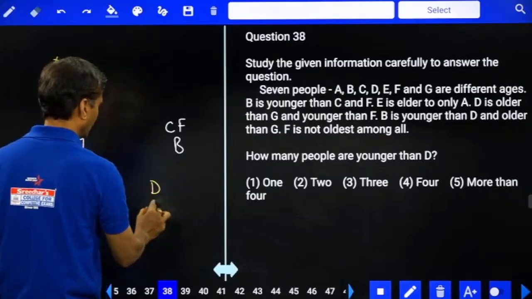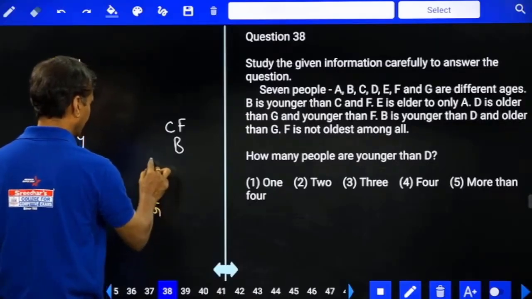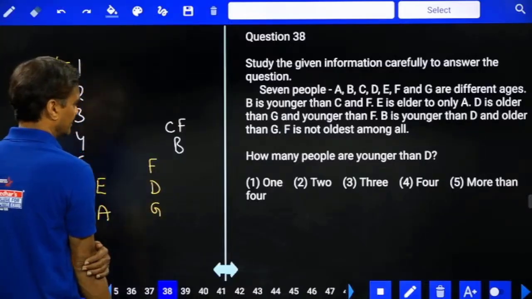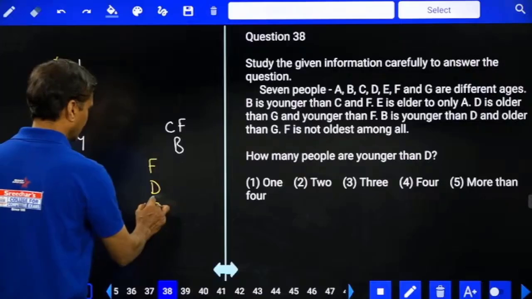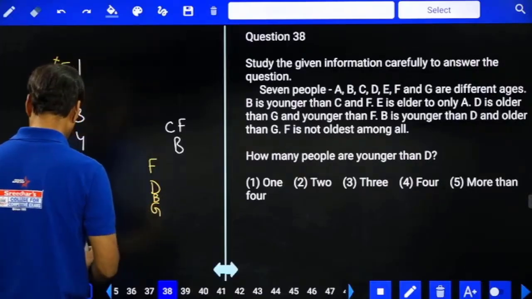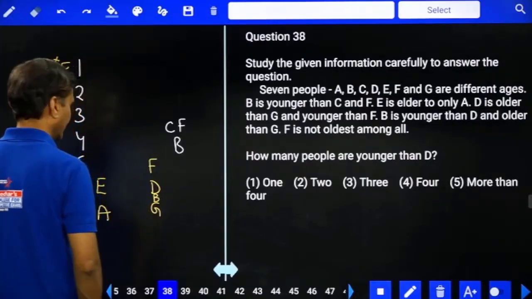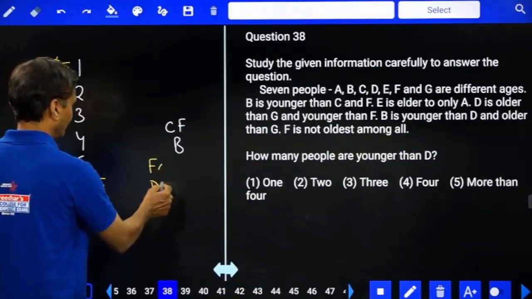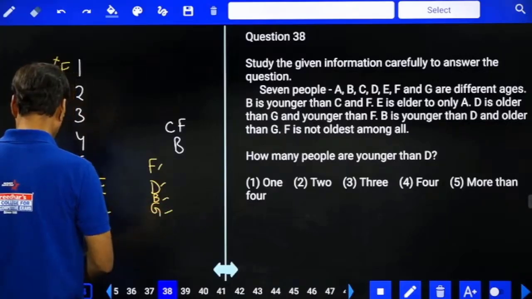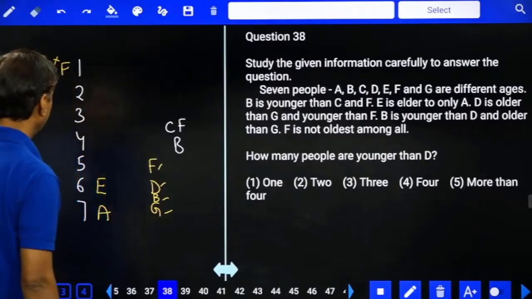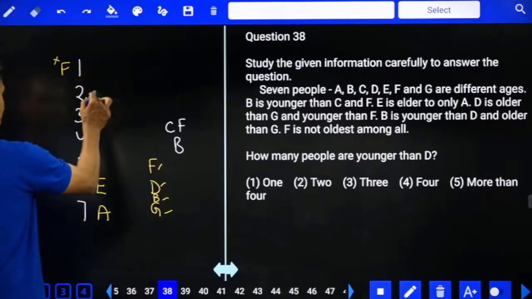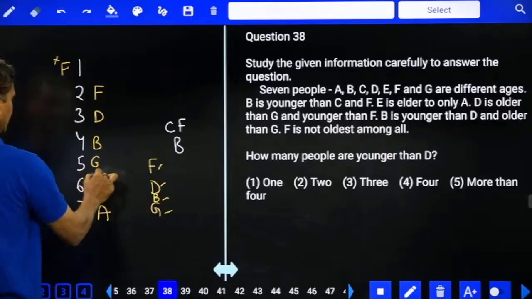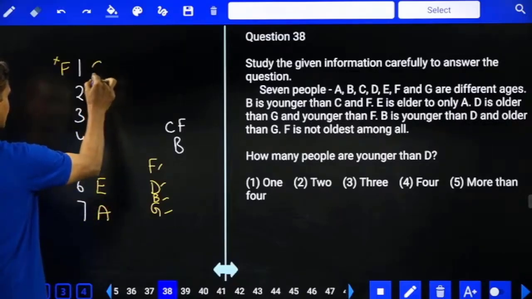D is older than G but younger than F, isn't it? Now B is younger than D and older than G, so B must be in between these two. Hence F is here. After this F, you need to have F, D, B, and G. F cannot be here. Hence F, D, B, G, A, B, C. C must be at this place.